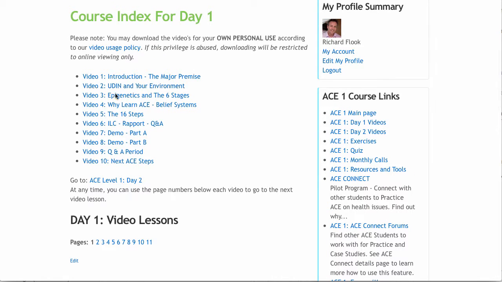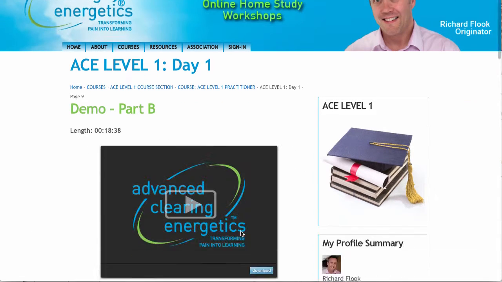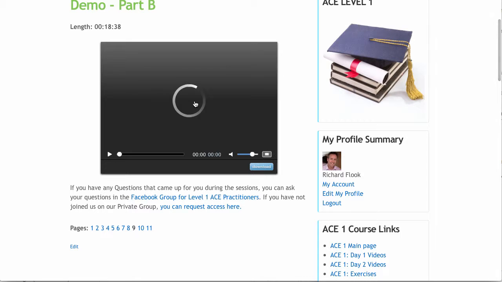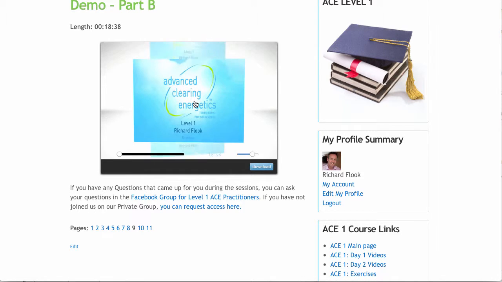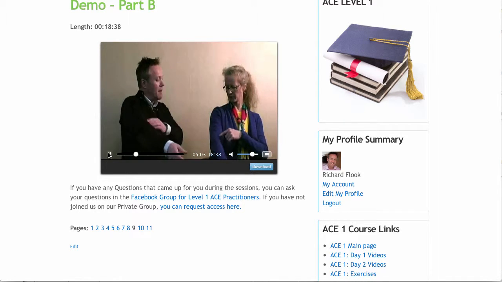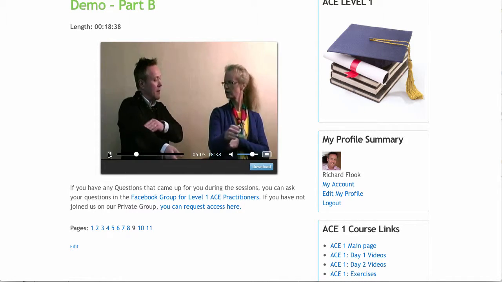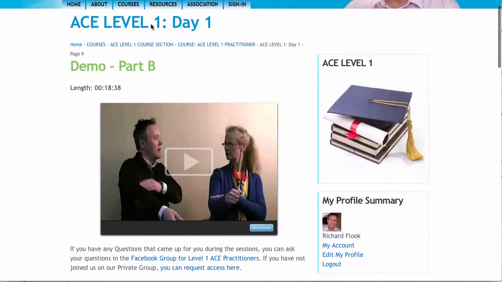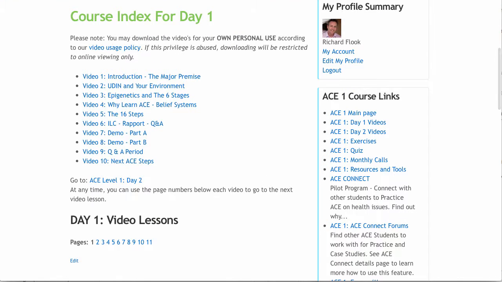Let's just go all the way back and look at a demo. This is with Linda, I believe, and so there's a demonstration. I go through all of the 16 steps. So let's just have a look at this. There we are. The focus now is up here. So we go all the way through the basic premise, and we do demonstrations. So that's level 1.